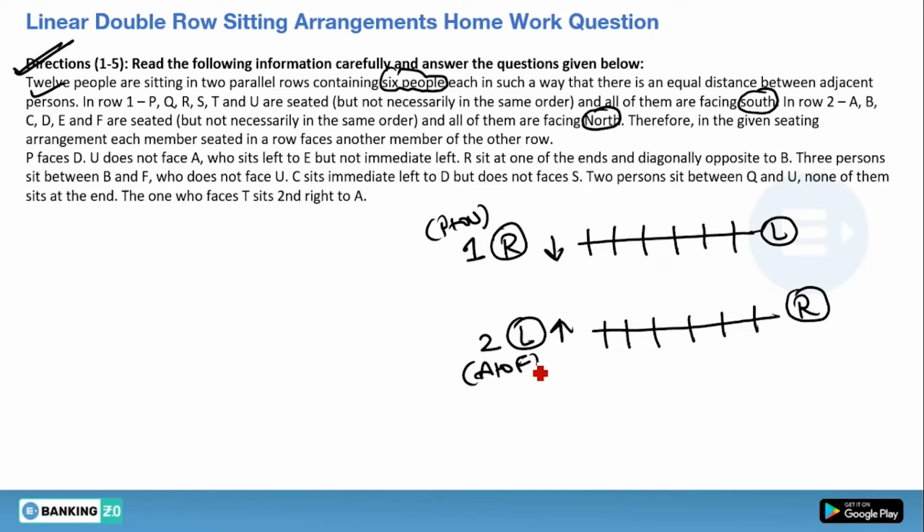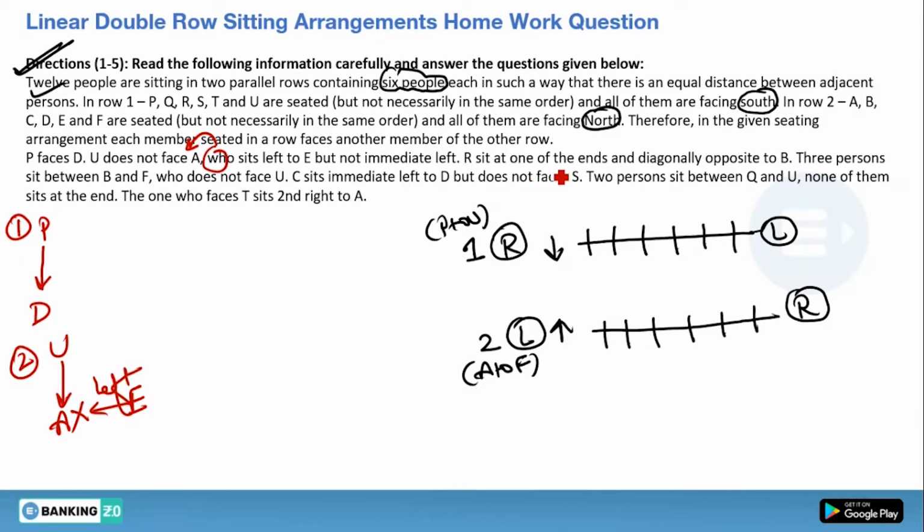P faces D. We don't know the confirmed places of P and D, so we cannot put them in the diagram, so we will make a footnote: P will face D. Next, U does not face A, who sits to the left of E but not immediate left. So the second hint is U does not face A, and A sits to the left side of E.